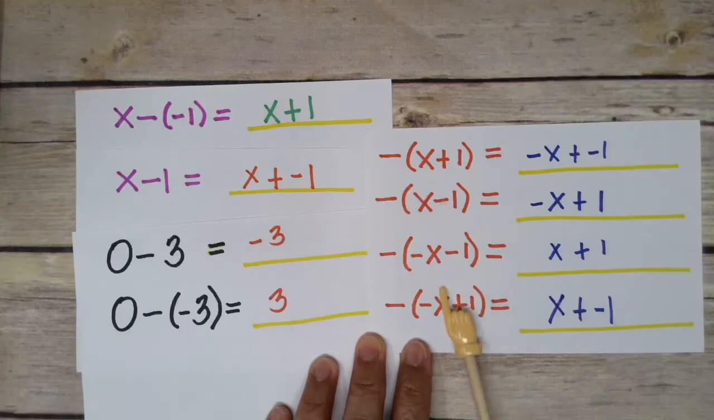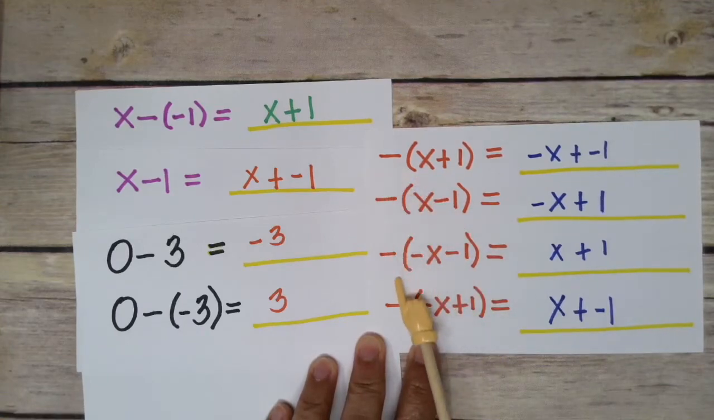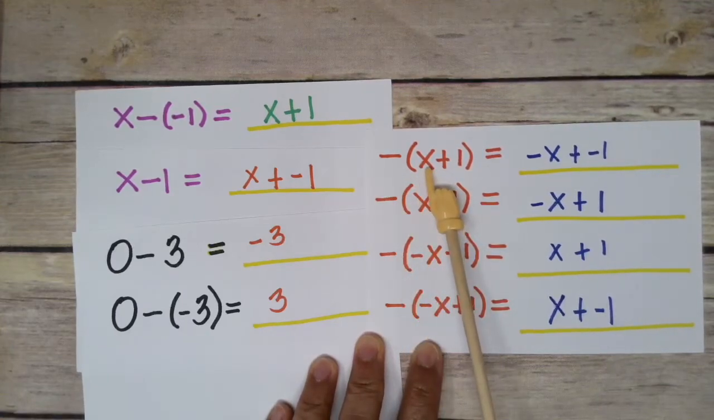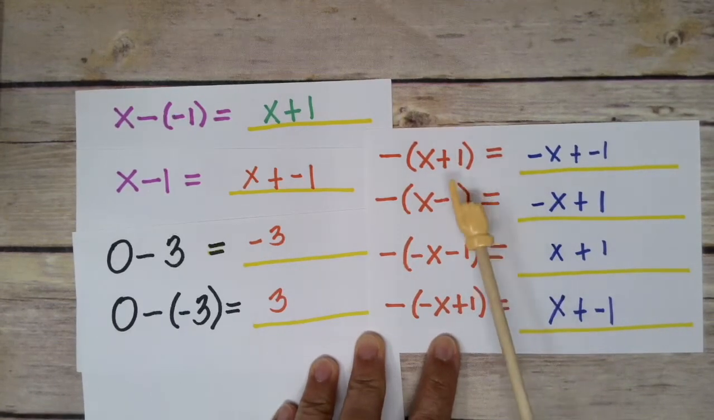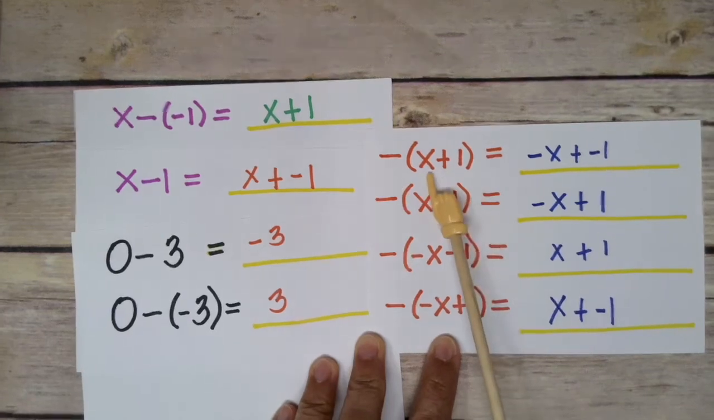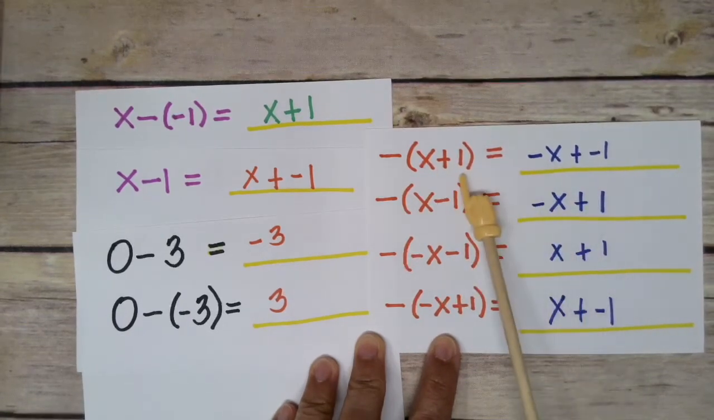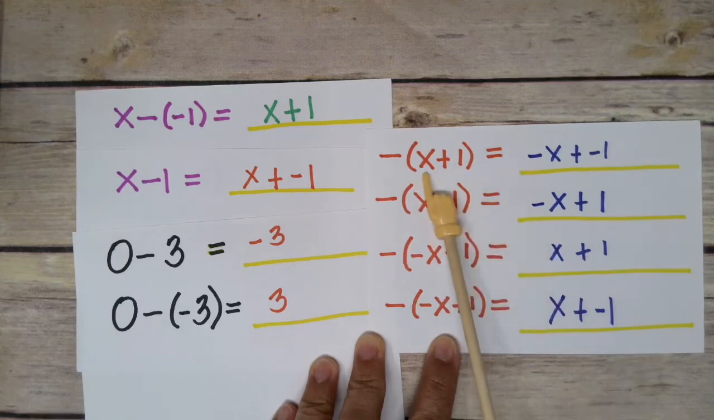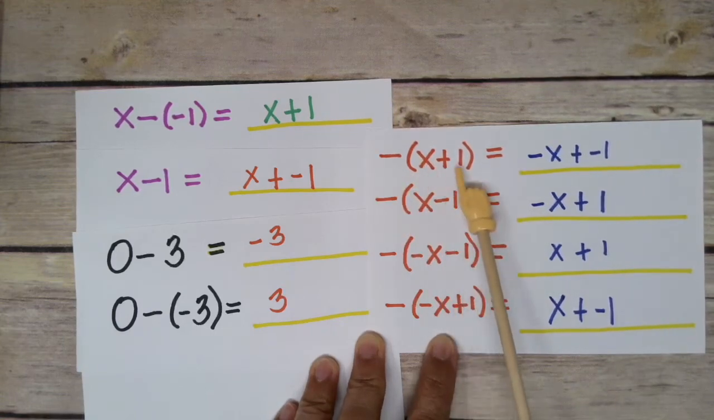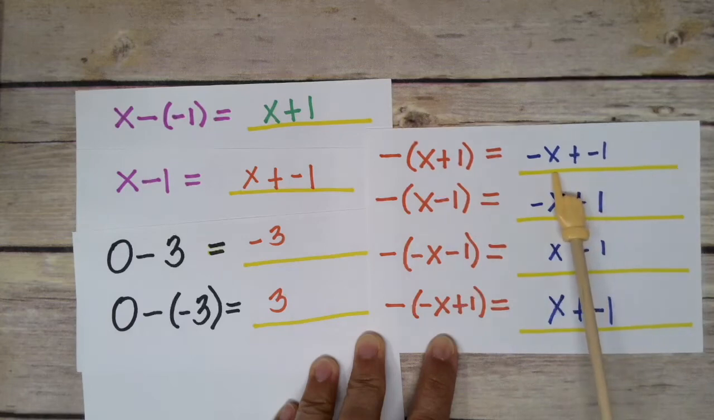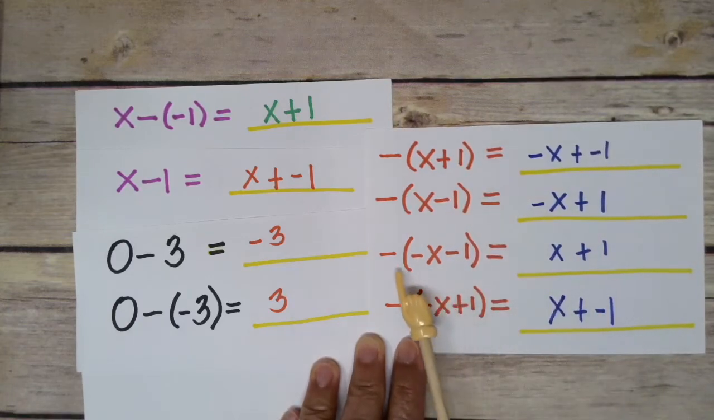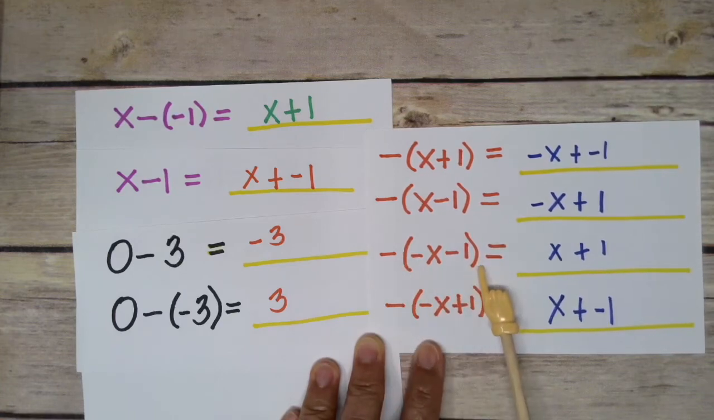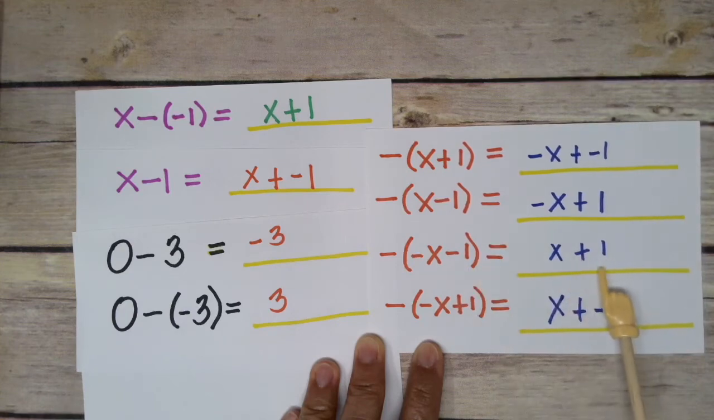Likewise, when you have these expressions which are preceded by a negative sign, every term inside the parenthesis has its corresponding sign changed. The positive becomes negative, and the negative becomes positive. Like the negative of quantity x plus 1, x now becomes negative x, and positive 1 becomes negative 1. And then when you have the negative of negative x minus 1, the negative x becomes positive x, and the negative 1 becomes positive 1.